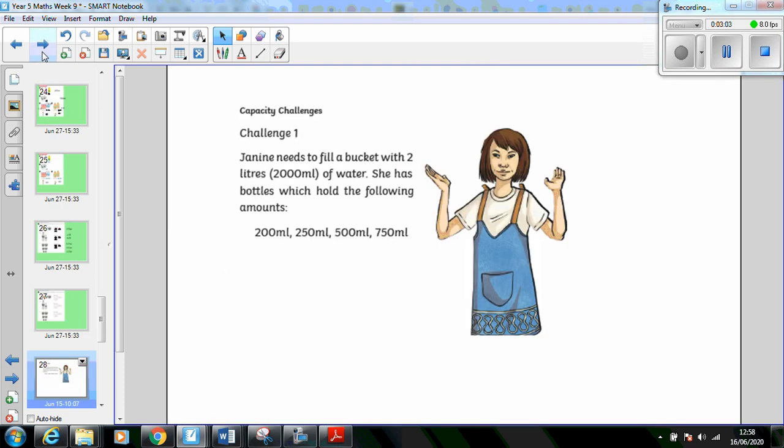Okay, so Janine has a bucket that holds 2 litres, so that's 2000 millilitres of water. And the bottles that she can use to fill it up are 200 millilitres, 250 millilitres, 500 millilitres and 750 millilitres. Now she can use different combinations of these, and she can use each bottle more than once. So can you work out how she could fill her bottle? And I want you to try and do that in more than one way. How many different possibilities can you find?